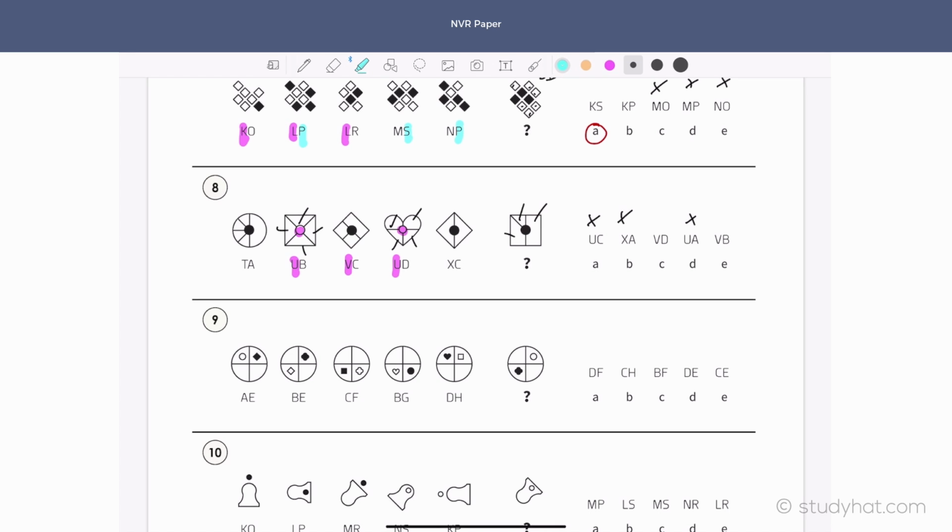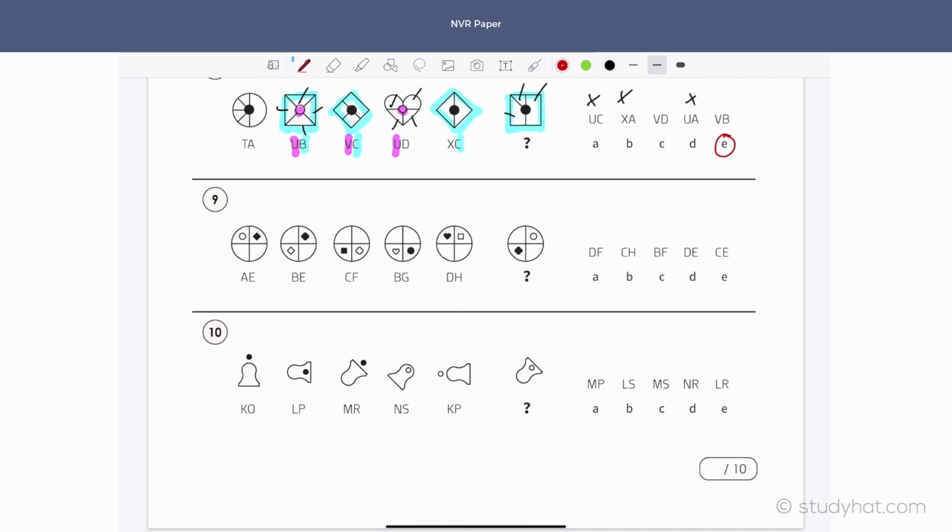Now, what about the second letter? These both have C's at the end, and these both have the same outer shape. So we're looking for a square in this orientation, which is like this. So we're looking for a B. So we want VB.